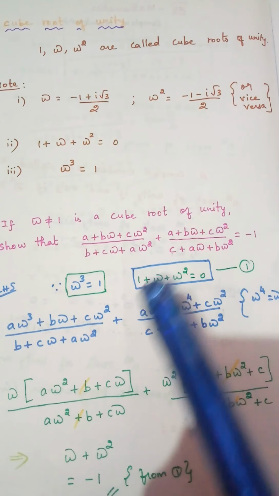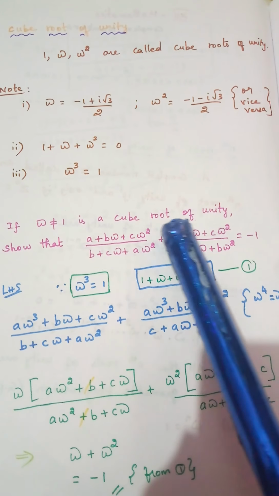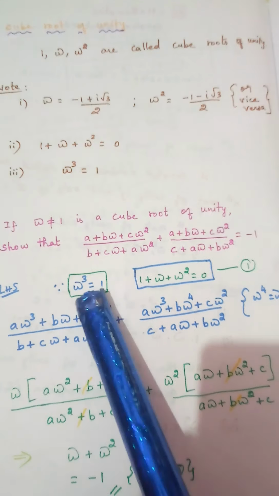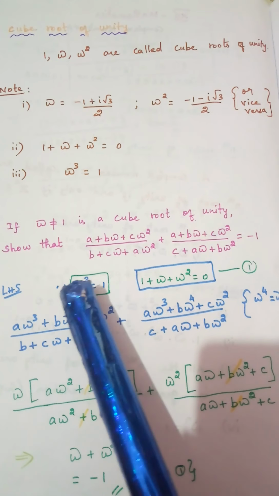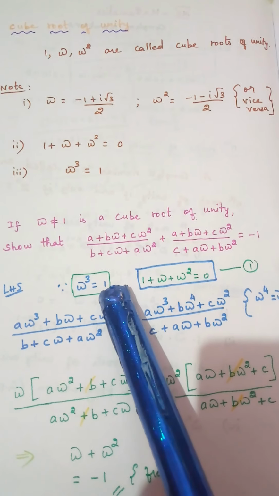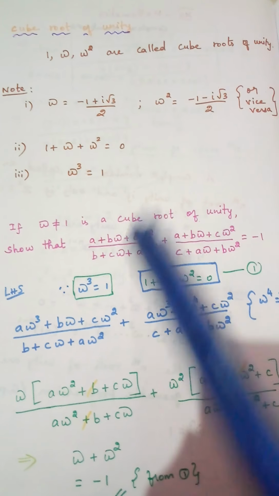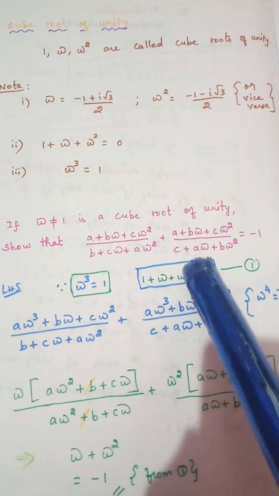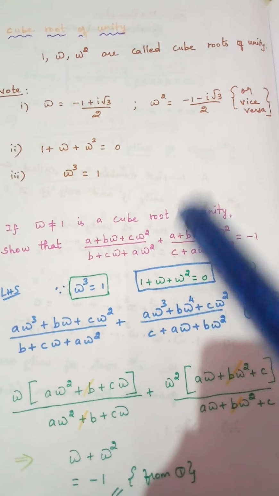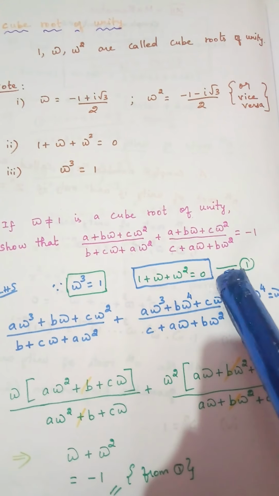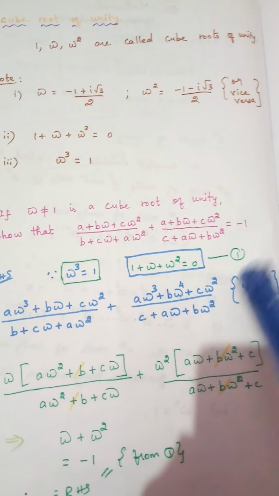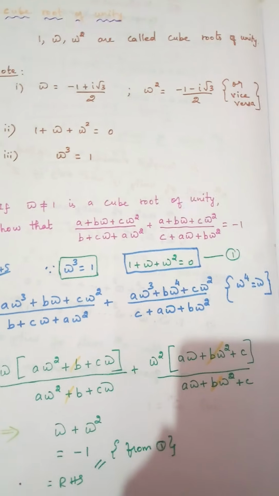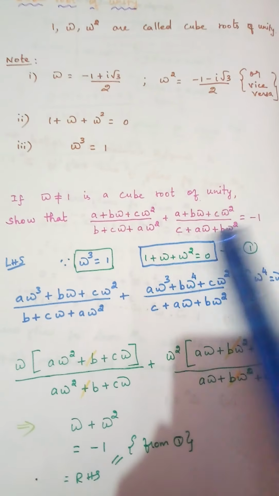So what we are doing is, since they have given omega is a cube root of unity, in the answer we are writing the condition that we know for cube root of unity. Omega power 3 is equal to 1. This is the condition for cube root of unity. 1 plus omega plus omega square equal to 0. This is a condition which comes under cube root of unity. So we are writing those two conditions and giving that as equation number 1. Next we are taking LHS, right?